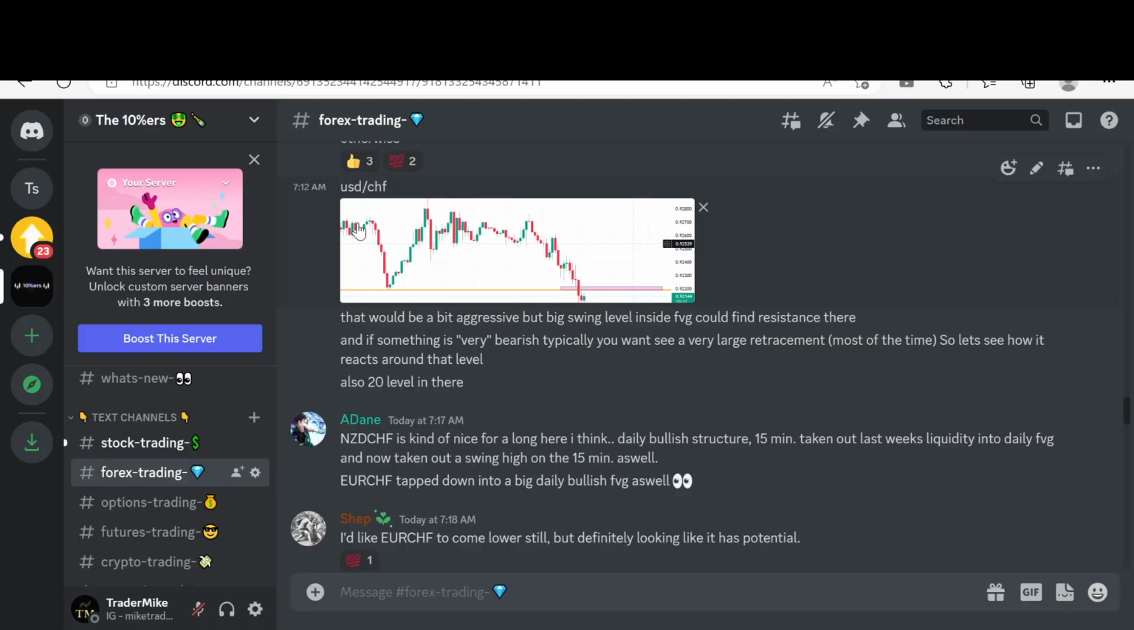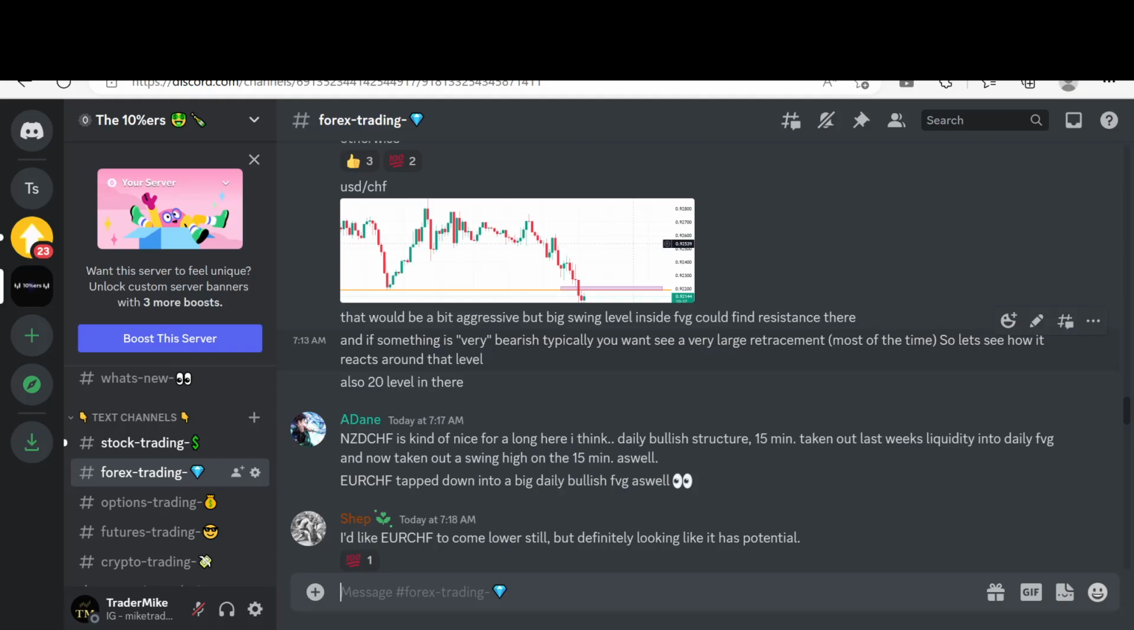So you can see right here I posted USD CHF. I said that would be a bit aggressive, which it was a bit aggressive, but big swing level inside fair value gap, could find resistance there. And if something is very bearish, typically you won't see a very large retracement most of the time. Obviously, if something's really bearish, then it doesn't really like to pull back that much. It just keeps selling off. It'll have a little retracement, but it usually won't be something too extreme.